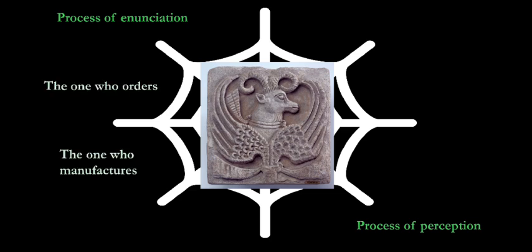For example, the enunciation process at play in a given image is carried out both by the one who orders and the one who manufactures, and specifically for ancient images, they can be two different agents. So, when doing art history, the inside narratives of an image should always be questioned, but keeping in mind the web of operators participating in those narratives.